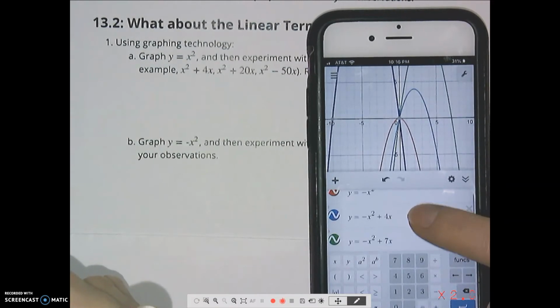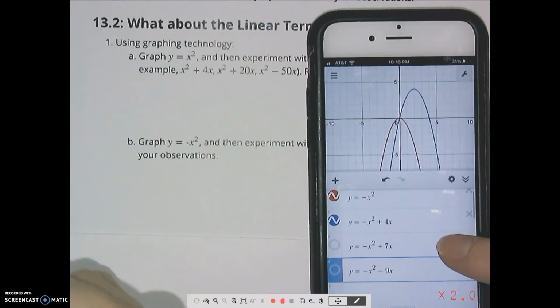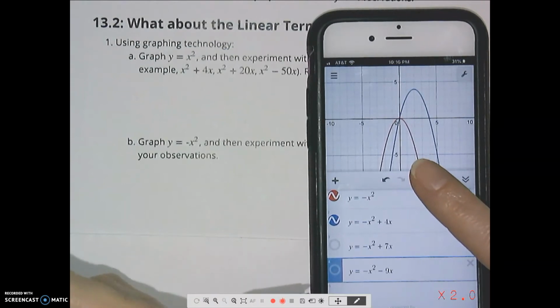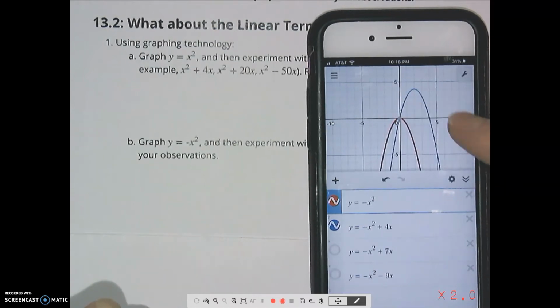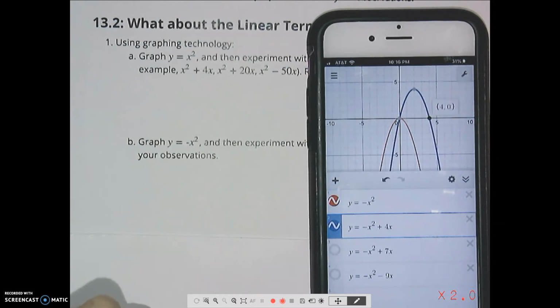Okay, so if we're looking at these individually, let me turn off some of these. Here we have our y equals x squared in the red, and then y equals negative x squared plus 4x. So that's going through the origin of 0, 0, but it's also going through the point 4, 0.